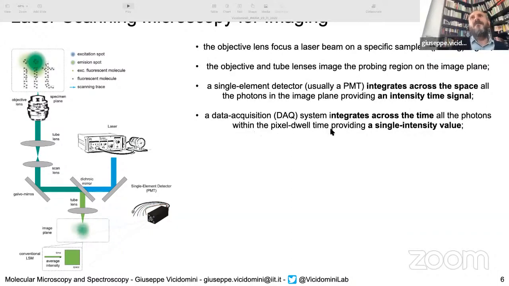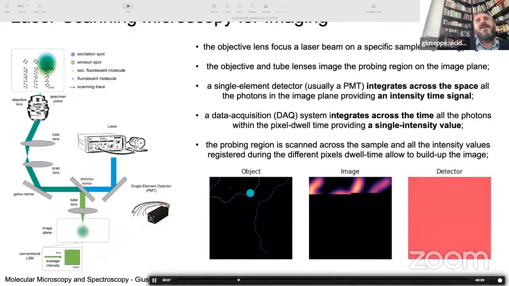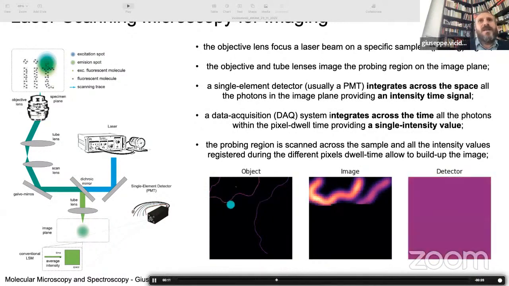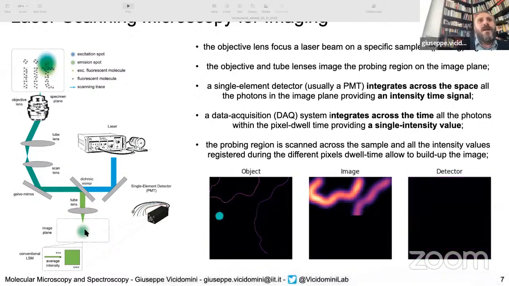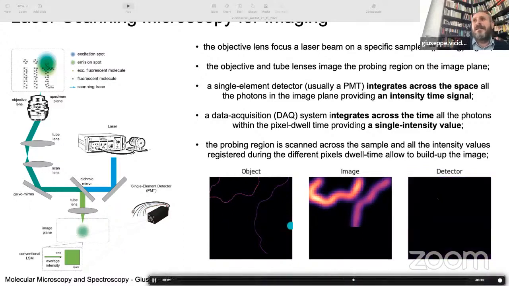So again, I have some temporal information, and unfortunately, I discard this temporal information because my data acquisition system integrates across the time. So then typically what I do, since in this case I'm just making an example of an imaging system, you scan your probed region across your sample. Nevertheless, you end up with an image. You integrate all light across the space and across the time to generate a single intensity value, and you plot this intensity value in your matrix. You generate this raster scanning image.